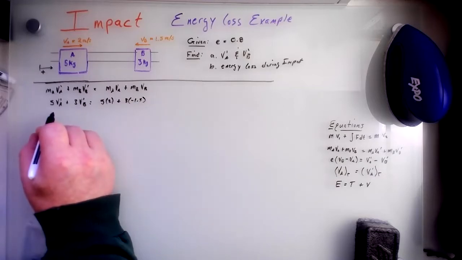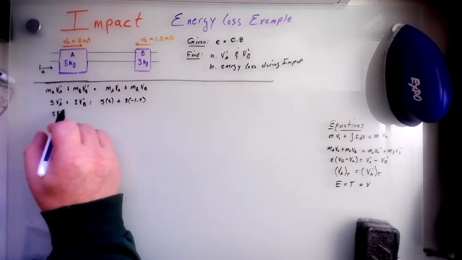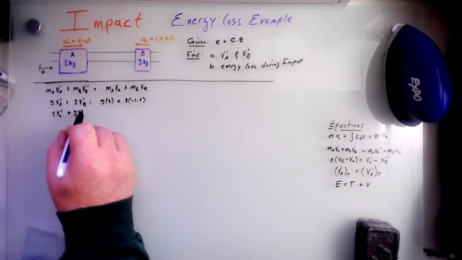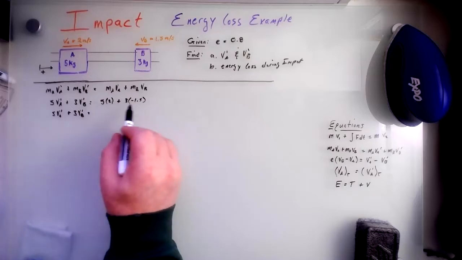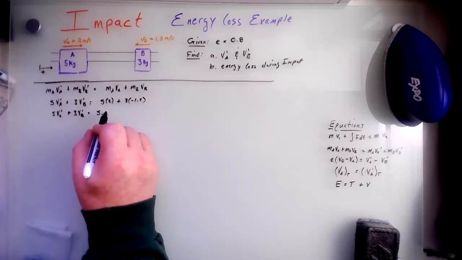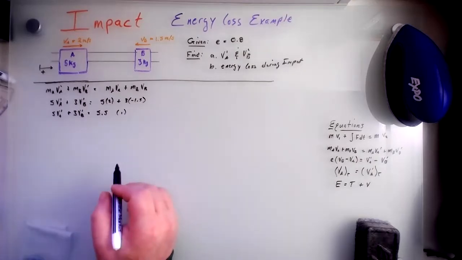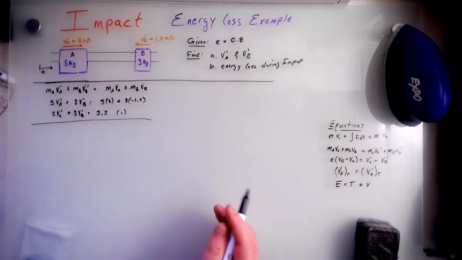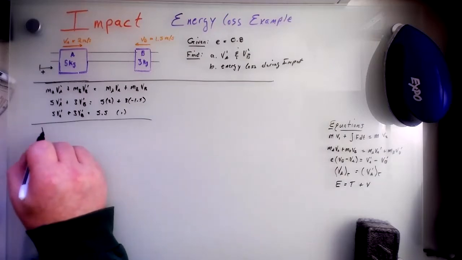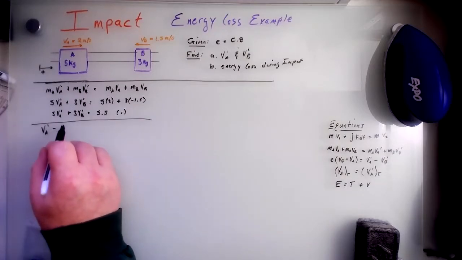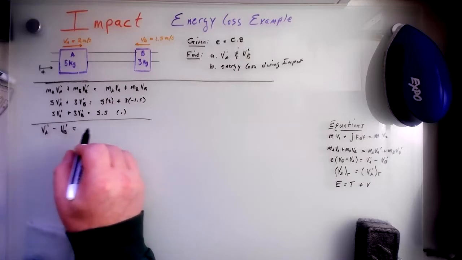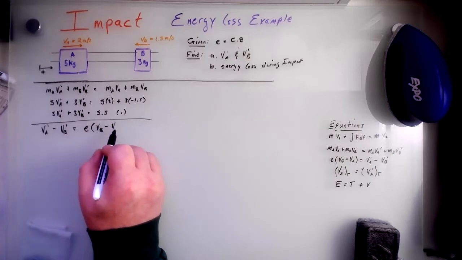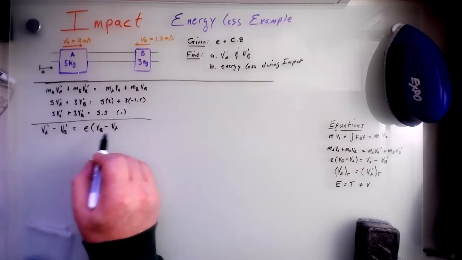That's going to give us 5 VA prime plus 3 VB prime equals 10 minus 4.5, so that's 5.5. And that's our first equation. Our second equation we get from the coefficient of restitution, and that is VA prime minus VB prime is equal to E times VB minus VA.